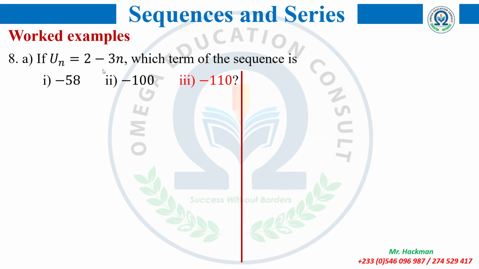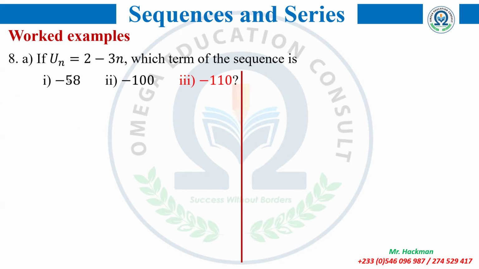That's all. Anytime you know a particular term's value and you want to know its position, whether it is the 8th term, the 4th term, or the 7th term, just equate the general term formula to that particular value and get n. As simple as that. So in this case, this is what I have.